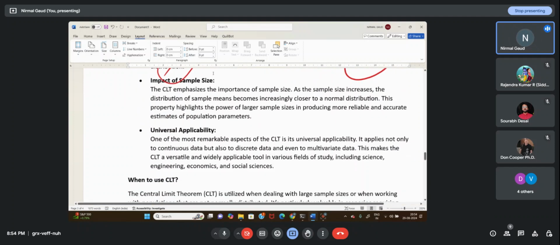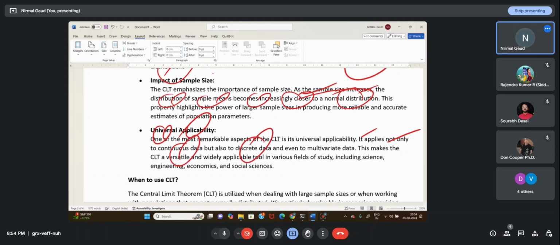As the sample size increases, the distribution of sample means becomes increasingly closer to the normal. See, it is repeating the same point again and again: as the sample increases, it becomes normal. That's it. And it is universally applicable. It applies not only to continuous data but also to discrete data, even multivariate data. This makes CLT a versatile, widely applicable tool in the fields of science, engineering, economics, and so on. That's what I told: the kinds of plots and data distributions which we are learning are applicable to various fields.